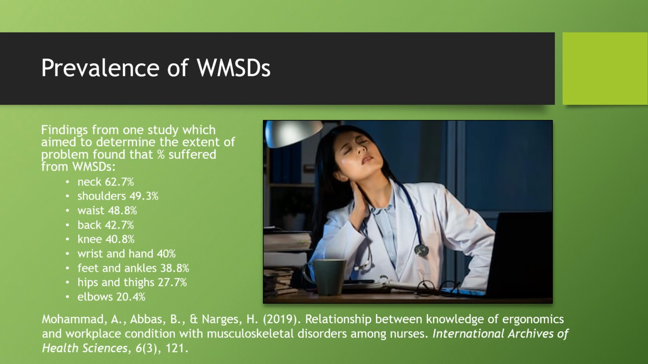Here you can see results provided from one of the many studies which aim to determine the extent of problems in the prevalence of WMSDs. Although the findings vary by study, neck and shoulder are commonly found to have higher rates of injury, especially amongst computer workers. Back and knee pain are found to have high prevalence rates in studies related to general ergonomics.